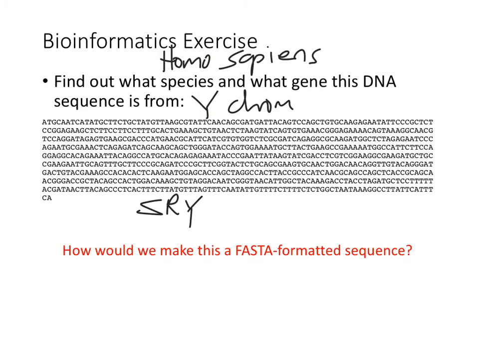That's how it works. How would we make this a FASTA formatted sequence? I just gave you a DNA sequence. It wasn't formatted properly. You can copy and paste this into NCBI, which is what you should have done to figure out what gene this was. And I'll show you a couple of screenshots in case you didn't get that far. But how would we make this a FASTA sequence?